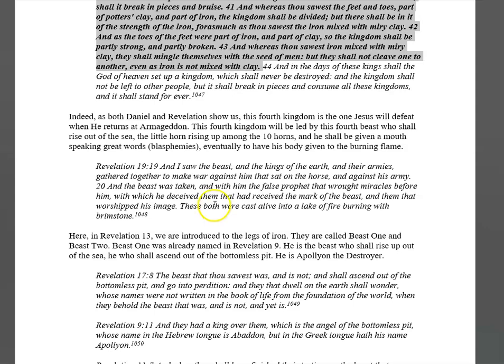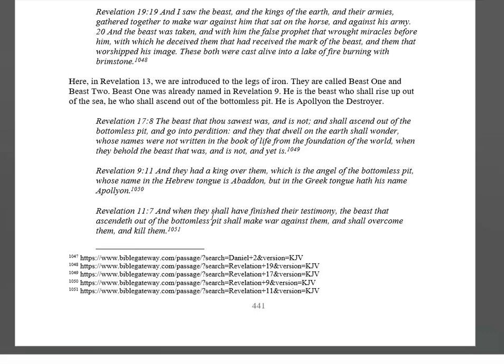Here in Revelation 13, we are introduced to the legs of iron. They are called Beast 1 and Beast 2. Beast 1 was already named in Revelation 9. He is the beast who shall rise up out of the sea. He is he who shall ascend out of the bottomless pit. He is Apollyon the destroyer.